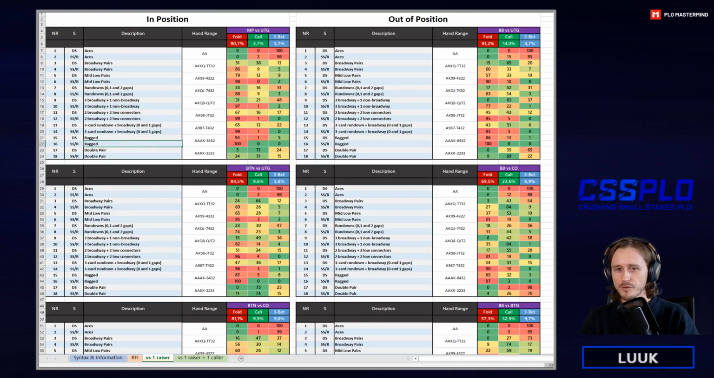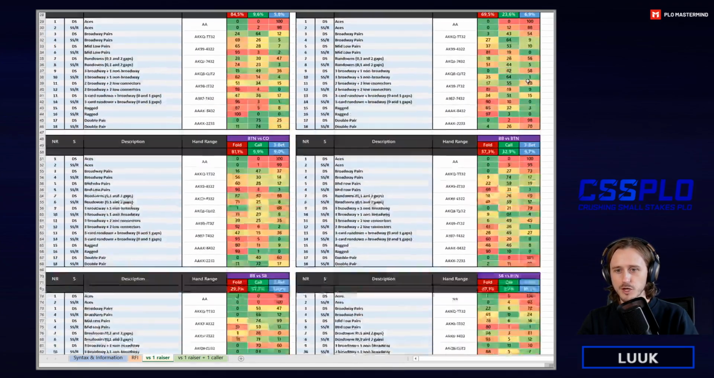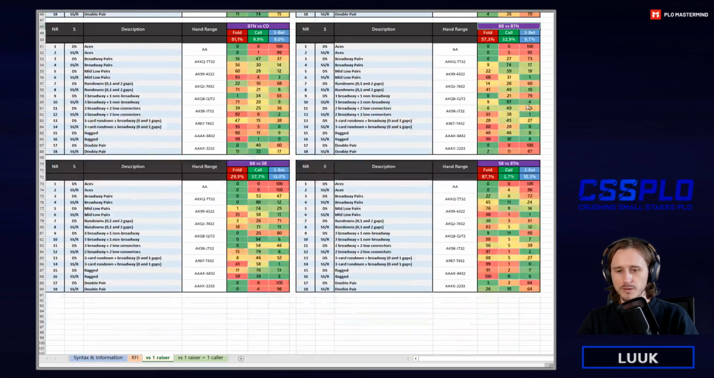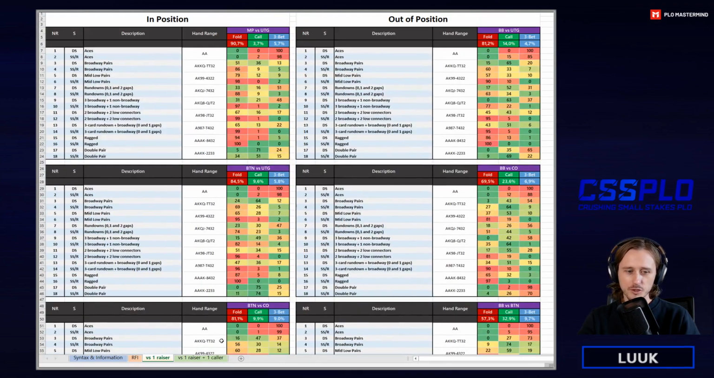On the other hand, we have of course the out of position strategy, which is mainly going to be when you're calling from the blinds. So either the big blind or the small blind. So here you can see the out of position strategy, big blind versus under the gun. We have big blind versus cutoff, big blind versus button, and small blind versus button. This is versus 1 raiser.